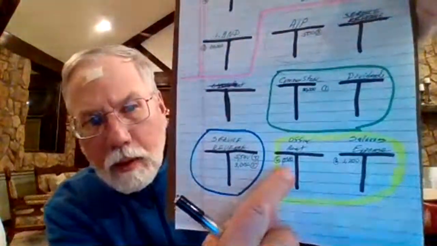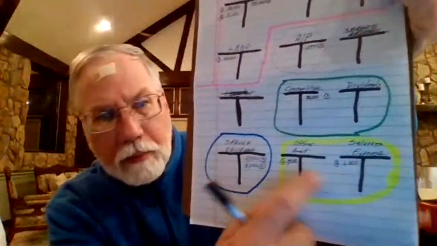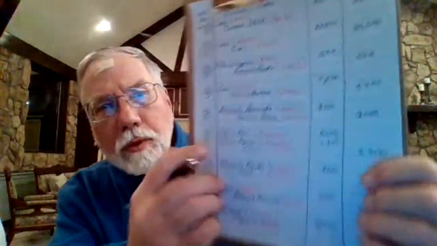So let's see, office rent would be transaction 6 for $2,000. And salaries expense, transaction 6, $1,200. Debit and a debit, $2,000, $1,200, total $3,200. The $3,200 was a credit to cash.